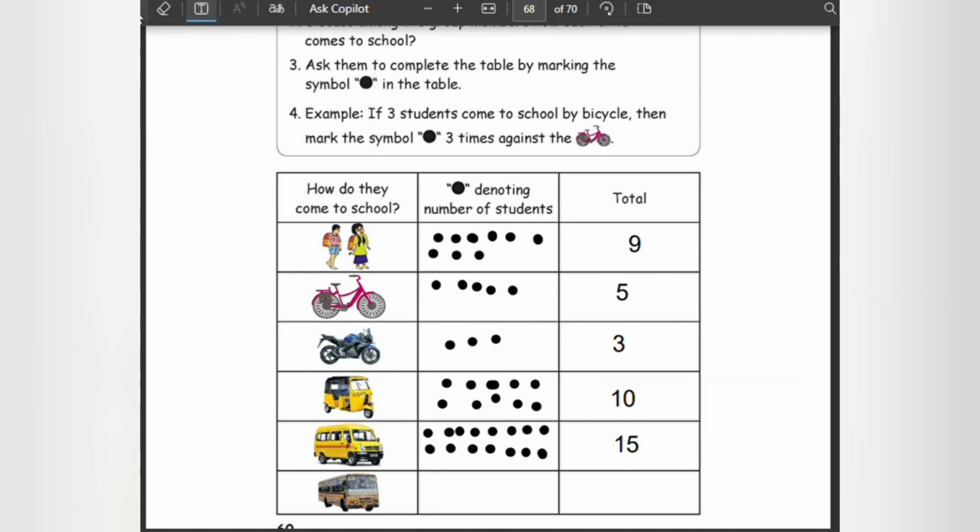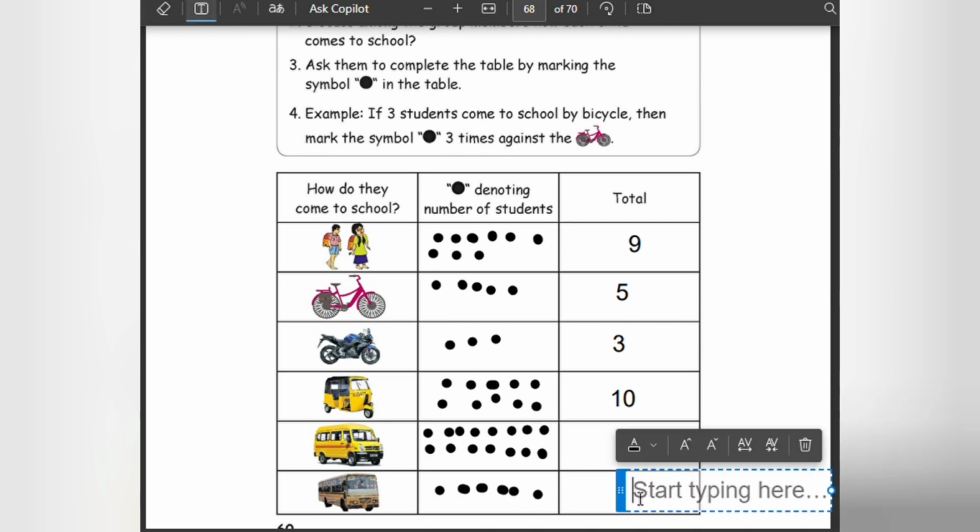Okay. Then by bus. By bus, how many will be coming? 1, 2, 3, 4, 5, and 6. So what we can do here? And write here as 6. Okay.